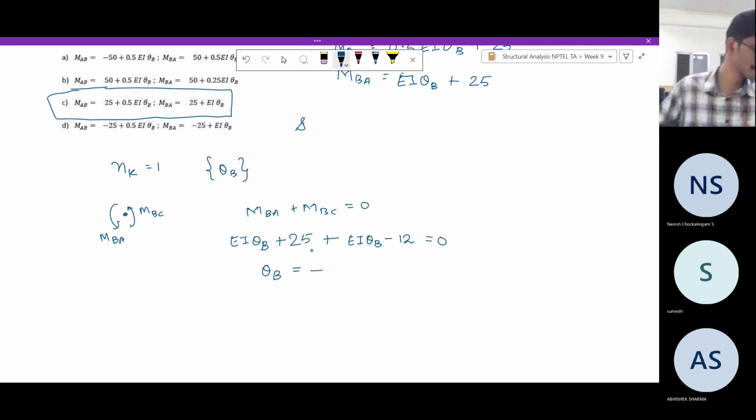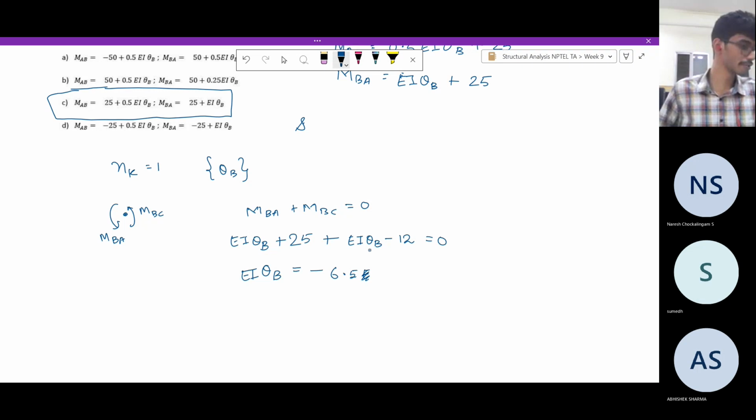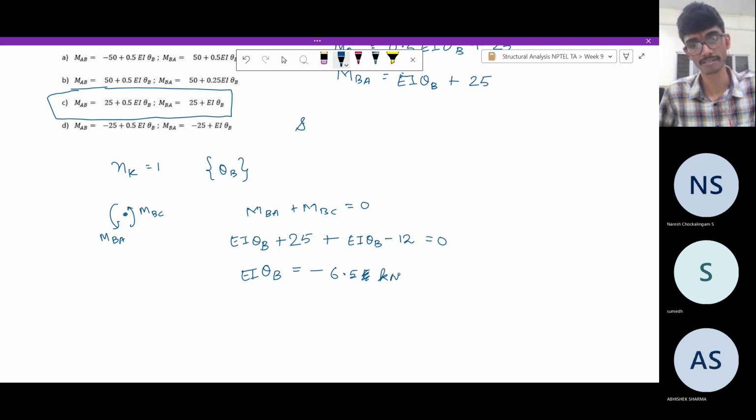So I get theta B as minus 6.5. Or I can just have EI on this side: EI theta B is minus 6.5. What are the units? EI is in kilonewton meter square, so this is in kilonewton meters.